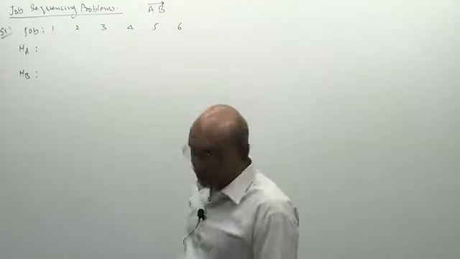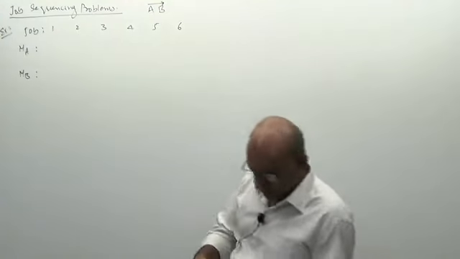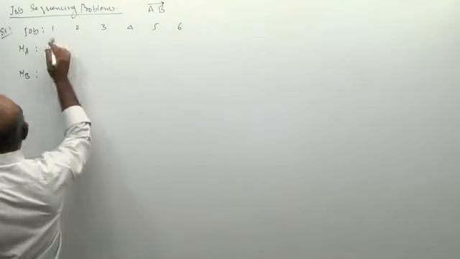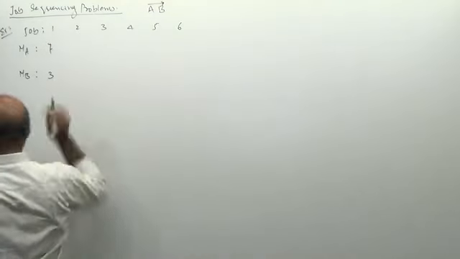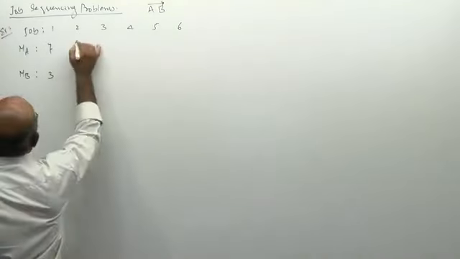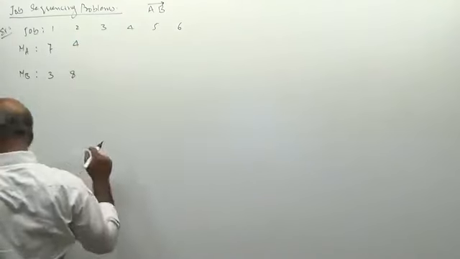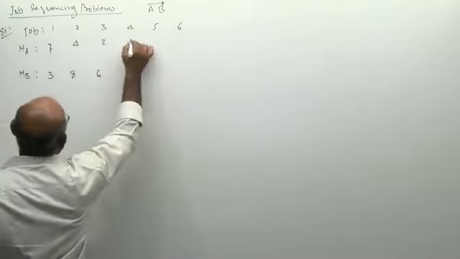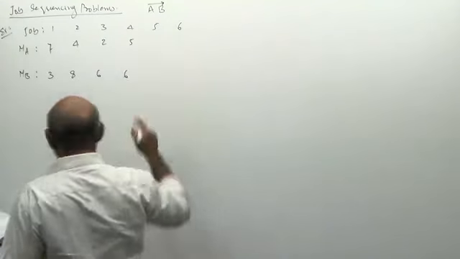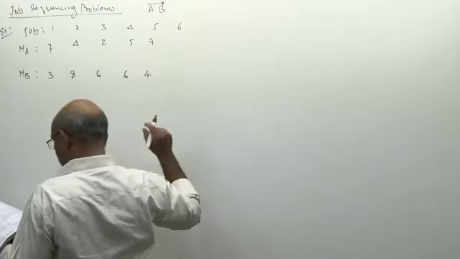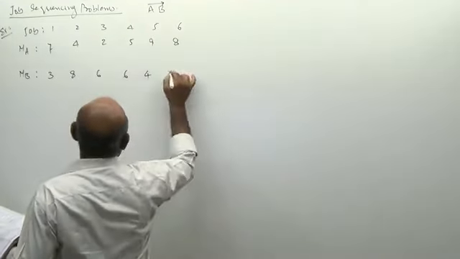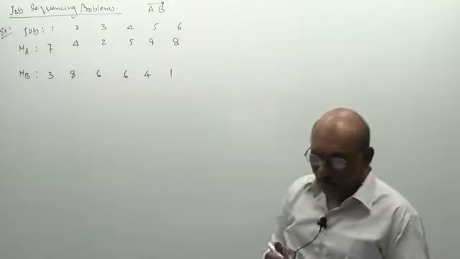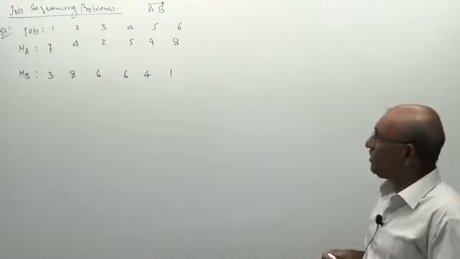For example, processing time of job 1 on machine A is equal to 7 hours, on machine B is equal to 3 hours. Then 4 hours and 8 hours, 2 hours and 6 hours, 5 hours and 6 hours, 9 hours and 4 hours, 8 hours and 1 hour. This way, processing time of each job on each machine is also given.